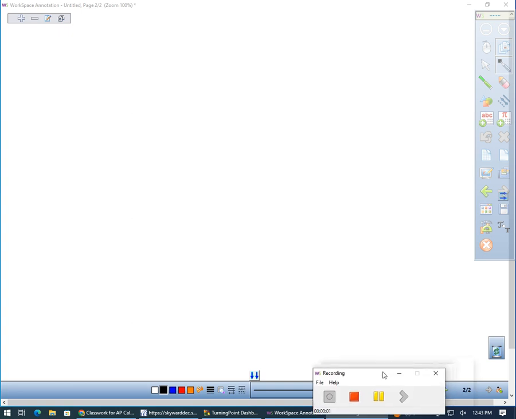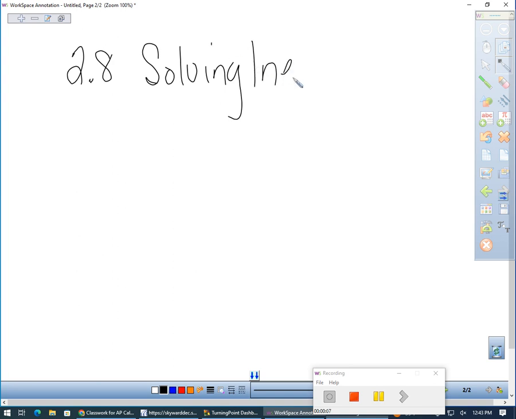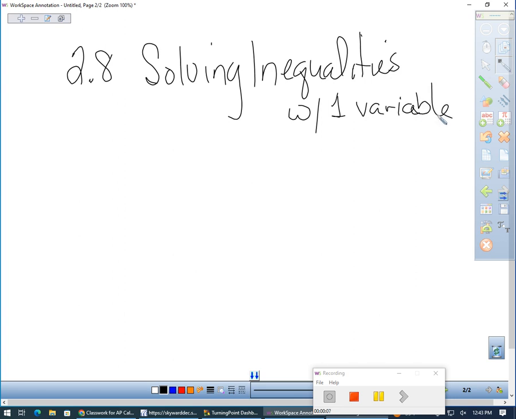So today we are doing the last section in this chapter, 2.8. And this section, 2.8, we are solving inequalities with one variable. So yesterday we solved equations with one variable. Today we're doing inequalities.